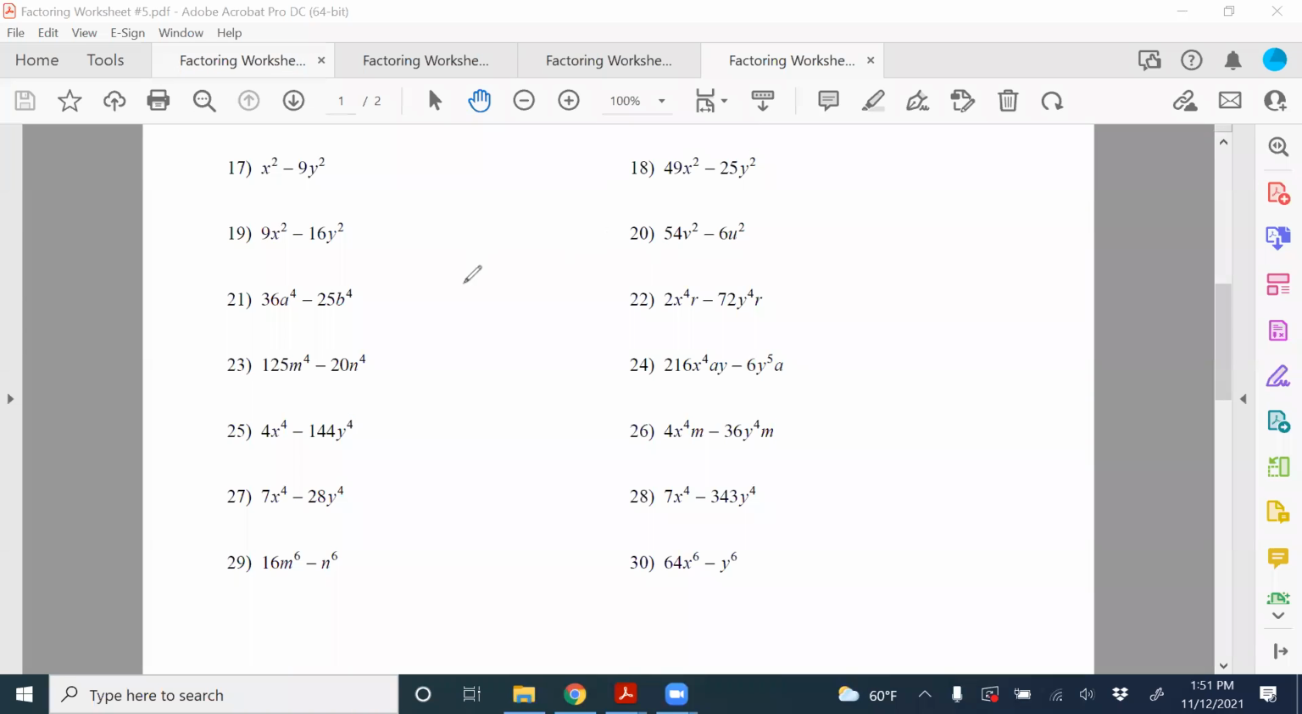You probably should pull out the 6 first. And then you can break it down like this. Oops. 3v, 3v, u and u, and a plus and a minus. That's a difference of two squares. Let's try that, it's a u, my bad.